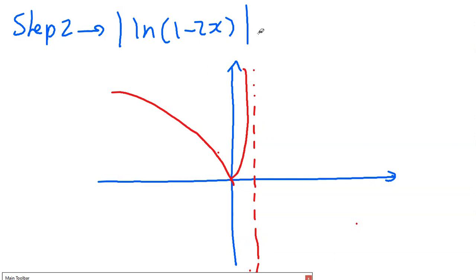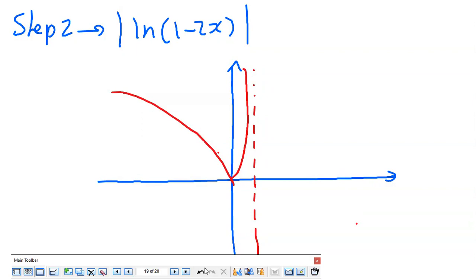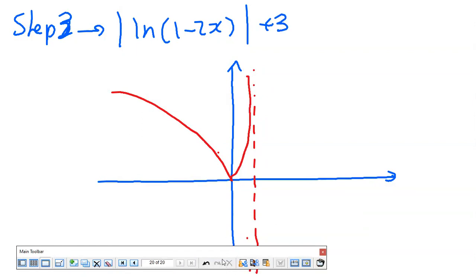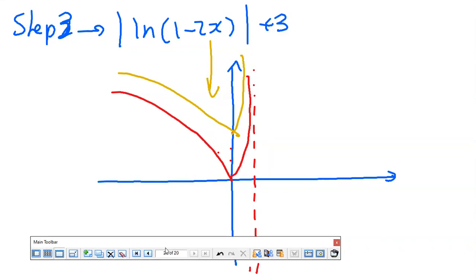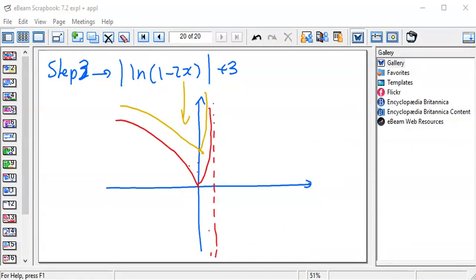I didn't finish yet. I still have the plus 3. So what's going to happen to the graph? It's going to move 3 units up. So the last step, plus 3, that's it. I just need to move it 3 units up. So 1, 2, 3. And the final function should be like this. This is the last figure of the function. That's it. This is the final result. This is the absolute value of ln of 1 minus 2x, plus 3. That's it, guys. It's not hard at all. Don't worry. We're going to do more applications and see you in the next video.